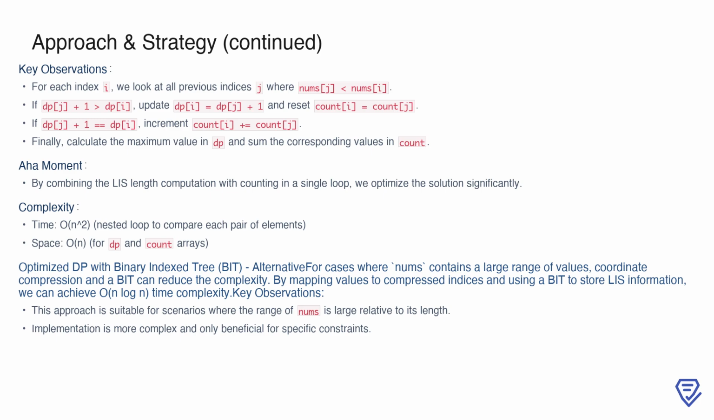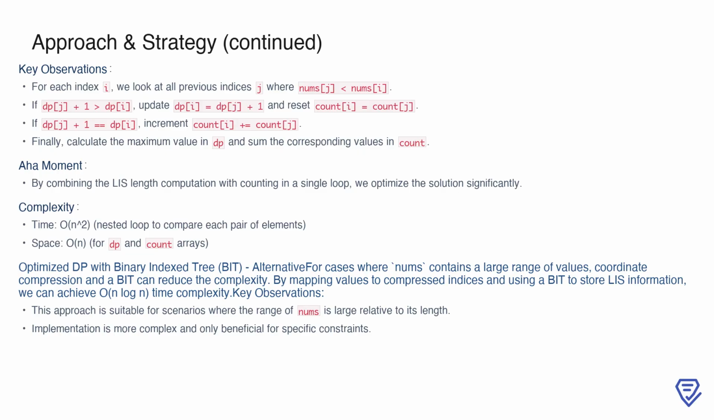If adding nums[i] to the subsequence ending at j results in a longer subsequence, we update dp[i] to dp[j] plus 1 and reset count[i] to count[j], since all the longest subsequences at j now contribute to i. On the other hand, if the subsequence length remains the same, that is, if dp[j] plus 1 equals dp[i], we simply increment count[i] by count[j].